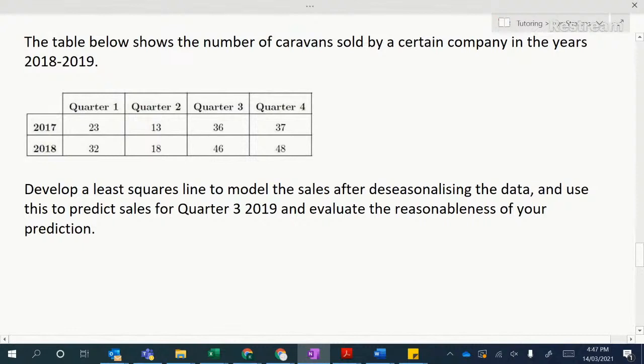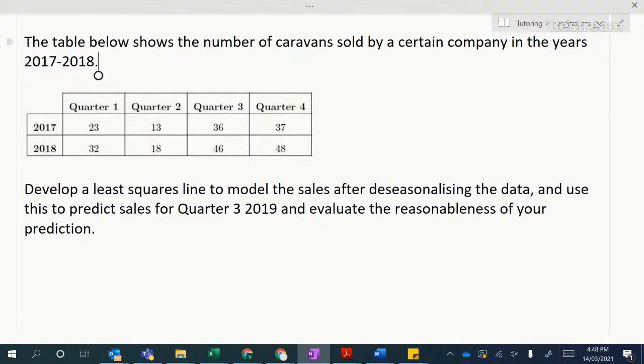So the table below shows the number of caravans sold by a certain company in the years. Oops, can't even get the years right. Let me try that again. 2017 to 2018. Develop a least squares line to model the sales after deseasonalizing the data and use this to predict the sales for Q3 2019 and evaluate the reasonableness of your prediction.